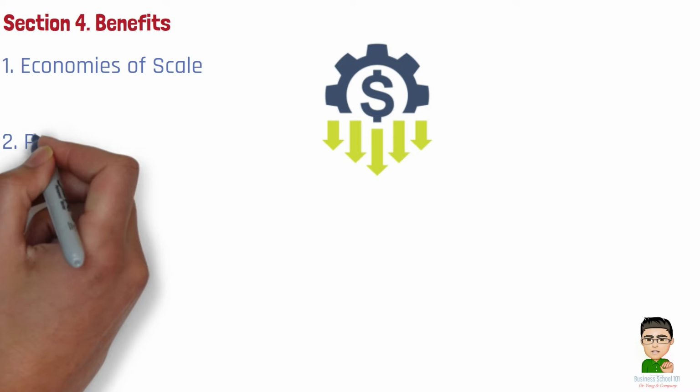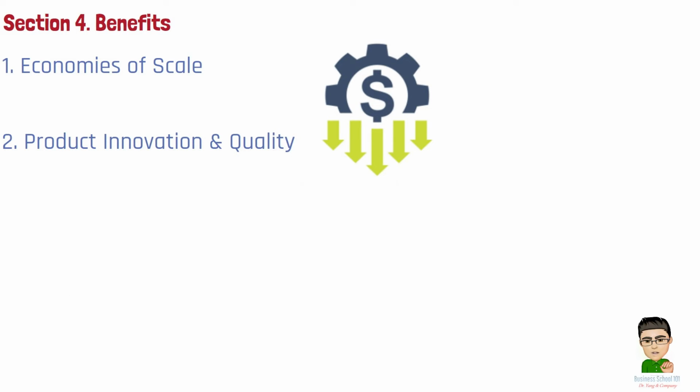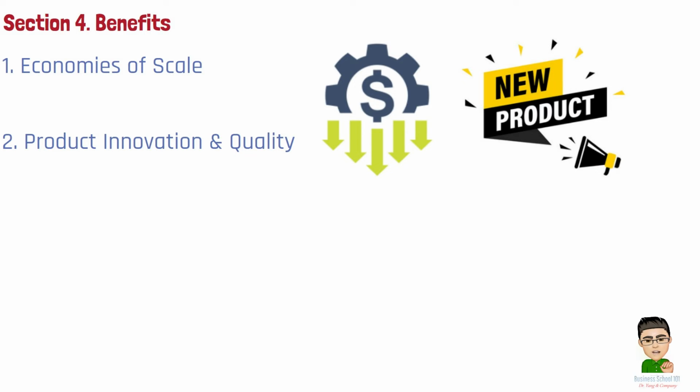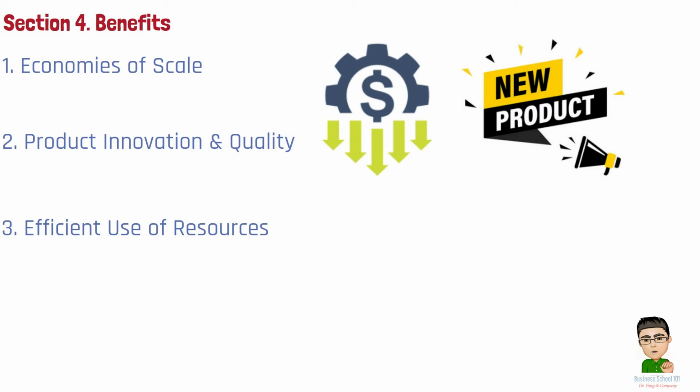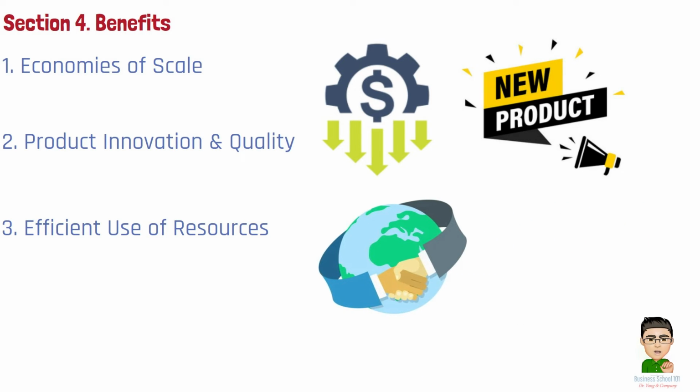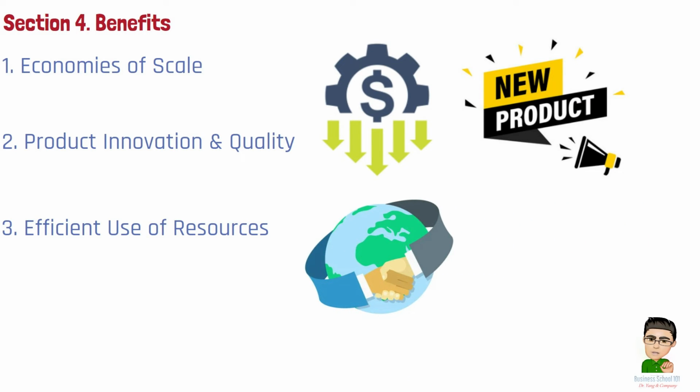Number 2. Product innovation and quality. With fewer firms in the market, there is often more room for investment in research and development. This can lead to the creation of new and improved products, benefiting consumers through better quality and more choices. Number 3. Efficient use of resources. Oligopolies can lead to a more efficient allocation of resources, as large firms can coordinate production and distribution on a large scale, reducing waste and improving productivity.